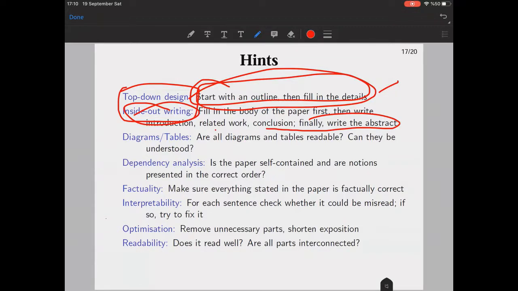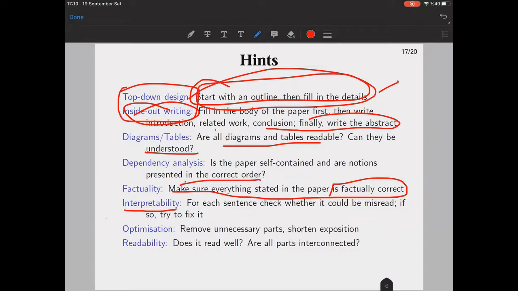Okay, the diagrams and tables should be readable. It's very important. Can they be understood well? There should be no mistakes in them, and their numbers should be correct. Be careful. And dependency analysis: is the paper self-contained and are notions presented in the correct order? It's again important to be interesting. And factuality: make sure everything stated in the paper is factually correct, okay? There should be no question about that. And interpretability is very important. For each sentence, check whether it could be misread.